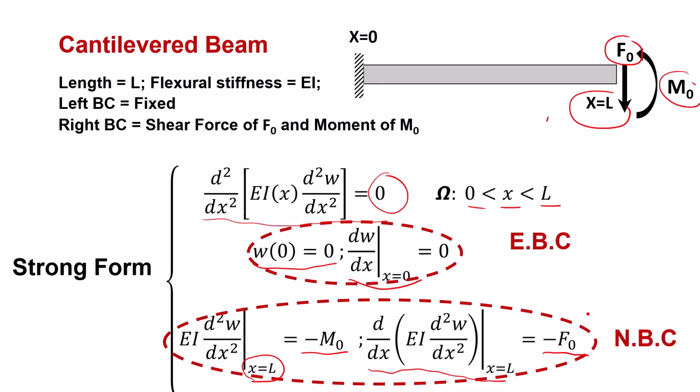So in the strong form, we clearly see the differential equation in the domain, essential boundary conditions imposed directly, and natural boundary conditions imposed through forces. In the next step, we will see how this structure changes when we move to the weak form.